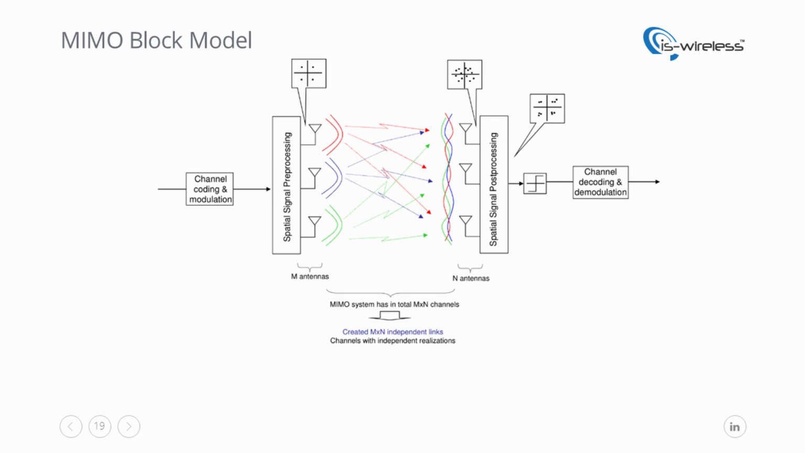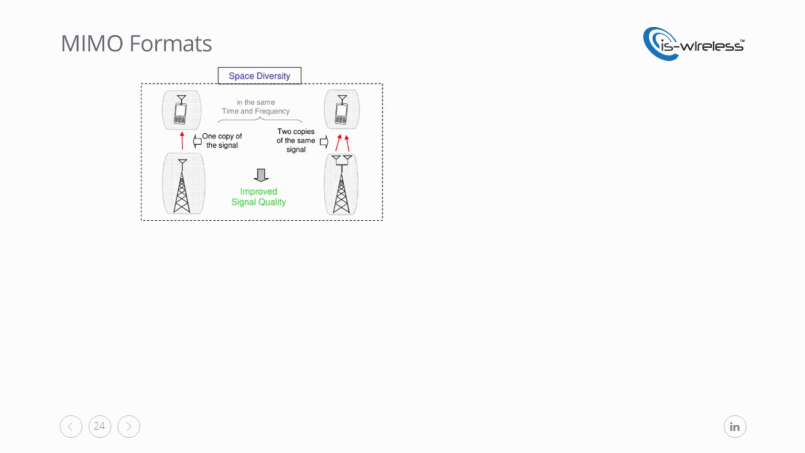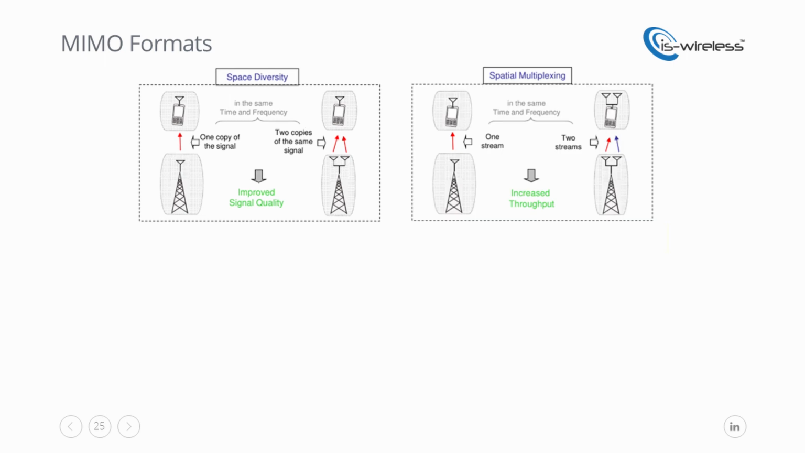As in MIMO, we create multiple independent links, we can use techniques like space diversity, spatial multiplexing, beamforming, or multi-user MIMO. Let's begin with space diversity. The main purpose of this technique is to make the transmission more robust, not to increase data. Instead of sending only one copy of the signal, multiple copies of the same message are being sent across independently fading channels.